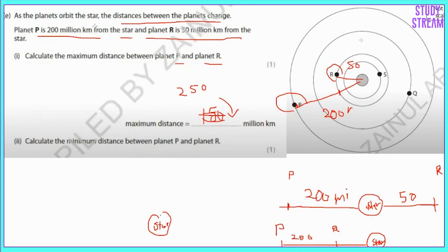we need to calculate the distance between R here and P here. So that is the distance, right? Let's say it's exactly at 90 degrees. And you already know this is 200, this is 50. Pythagoras theorem. Would it be larger than 250? No. It will not be. It will be less.